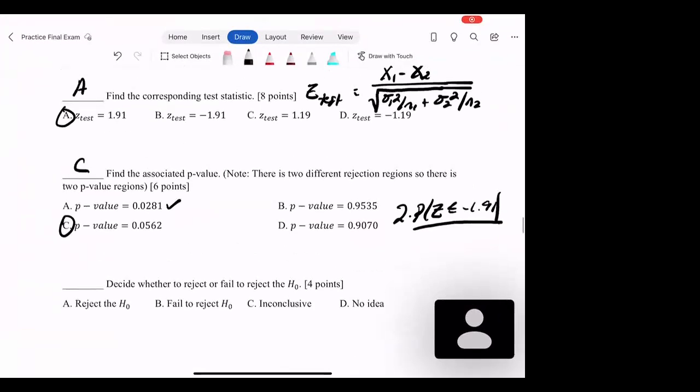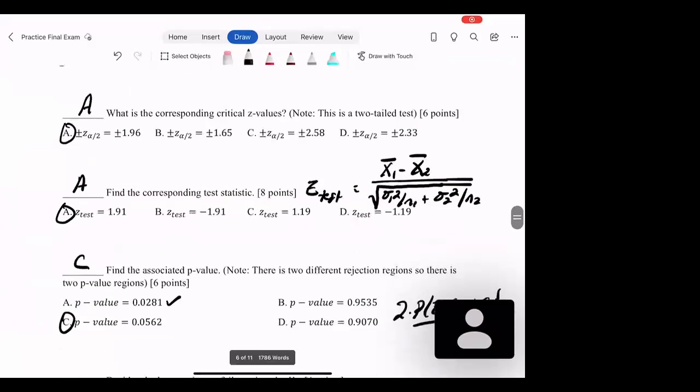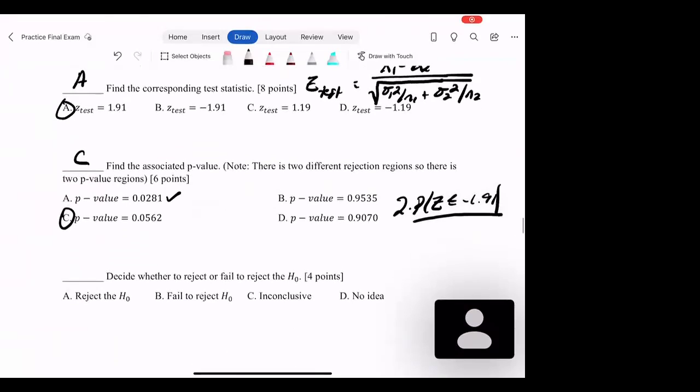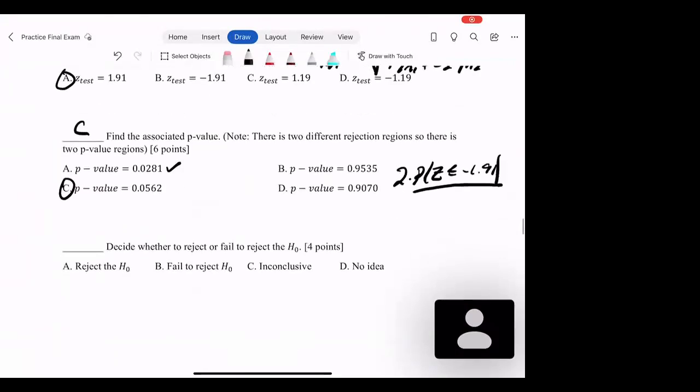Okay, now compare the p-value to alpha. Is the p-value less than or greater than alpha? Greater than, barely. Therefore, what is your decision? Anyone? Close. Fail to reject. The p-value is greater than alpha, you fail to reject. If it's less than alpha, then you reject.